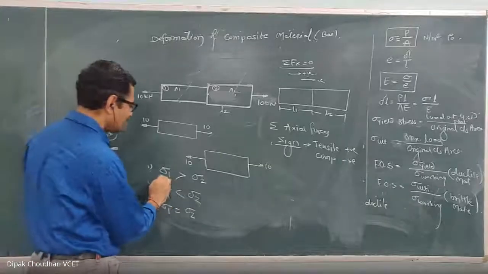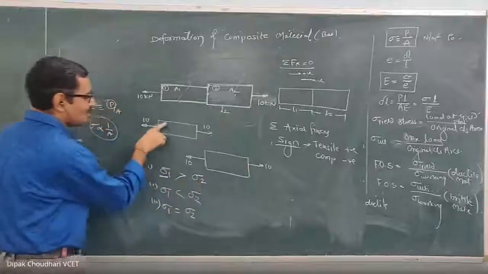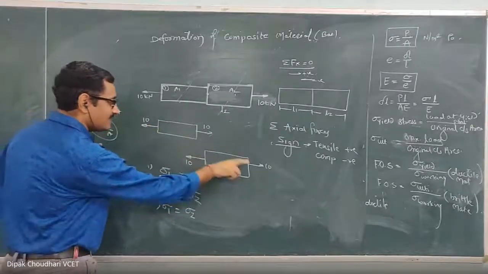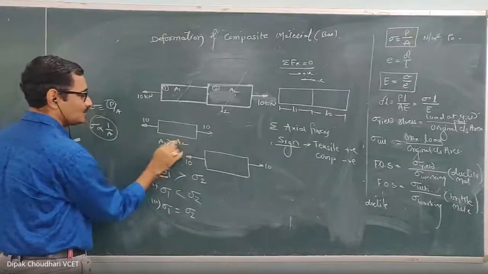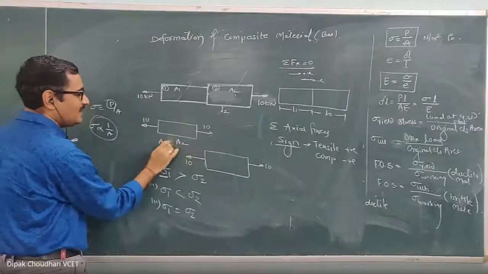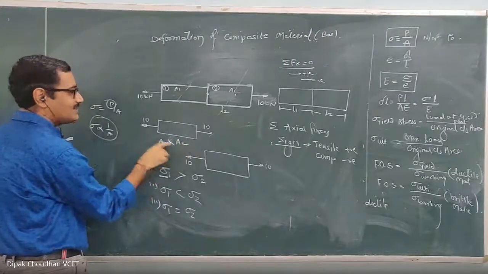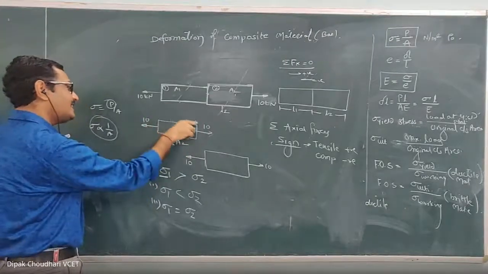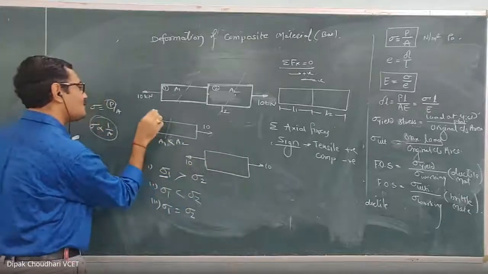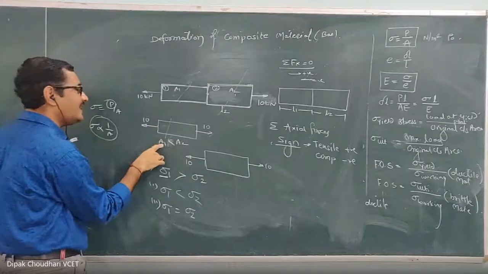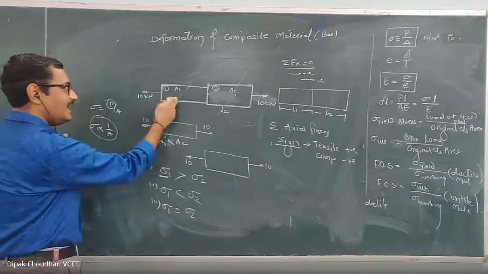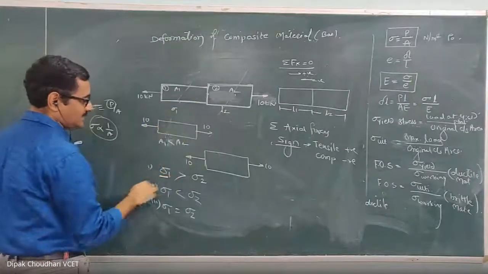Sigma 1 is greater than sigma 2, sir. Yes, very good. Sigma 1 is greater than sigma 2 because the axial force is the same and A1 is less than A2. Since this cross-sectional area is less and both are subjected to the same axial force, maximum stress will be induced in part 1 because its area is less. Area is less, so sigma 1 will be greater than sigma 2.